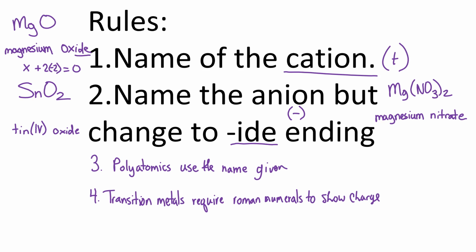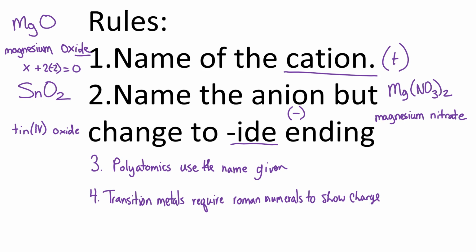Notice that the thing that I put in parentheses in the name has nothing to do with any subscript on this one. All right. Whenever I name an ionic compound, I'm not concerned with the subscripts. The only time I'm concerned with any number on an ionic compound when I'm writing the name is when it relates to a transition metal, something that has more than one charge.